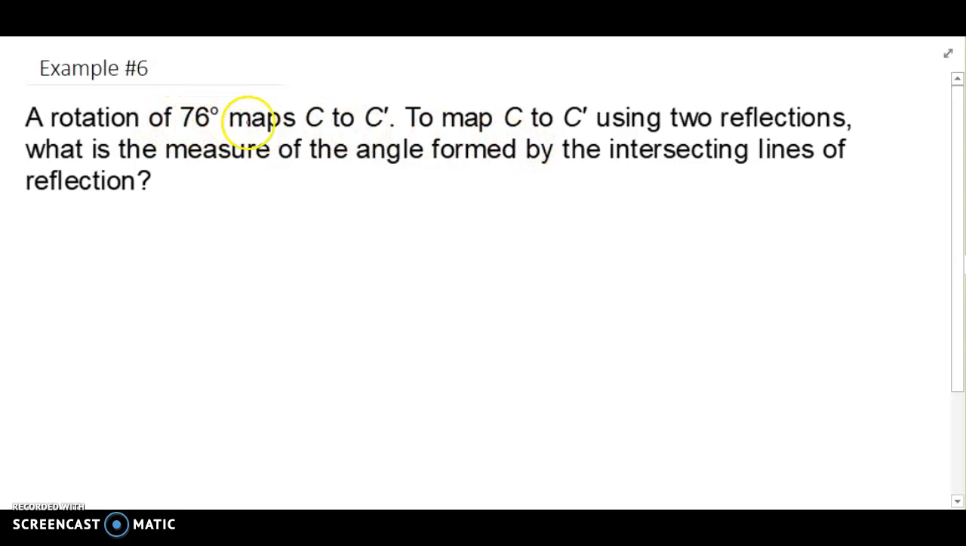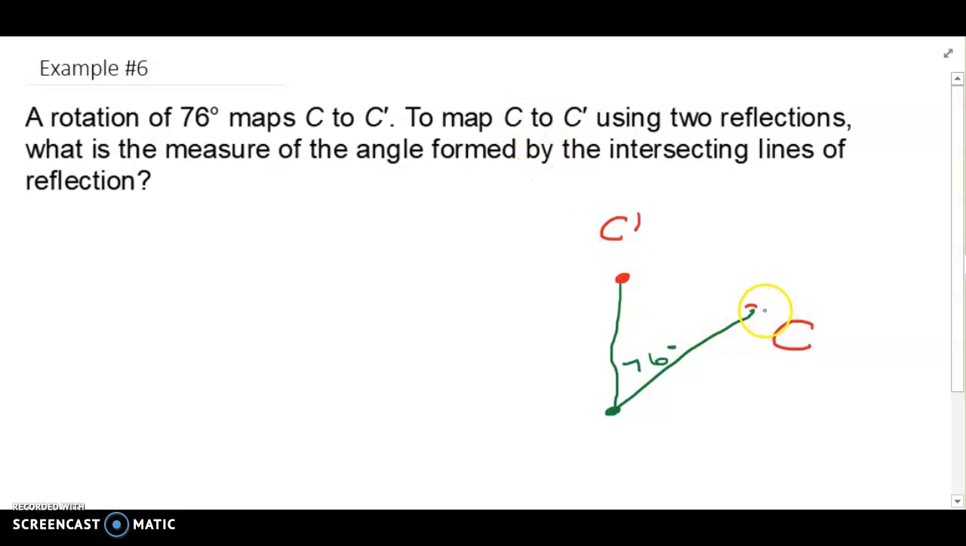So it says a rotation of 76 degrees maps C to C prime. So if this is C, let's make this our point of rotation or center of rotation. And then my C double prime is 76 degrees this way. If I were to draw it, oh, that was bad. Guys, these tablets are really, really hard to draw on. So let me try this again. If I were to draw it from C, that looks better. This is 76 degrees.